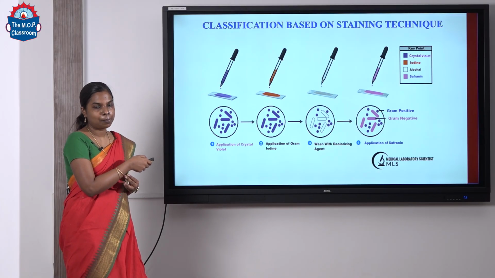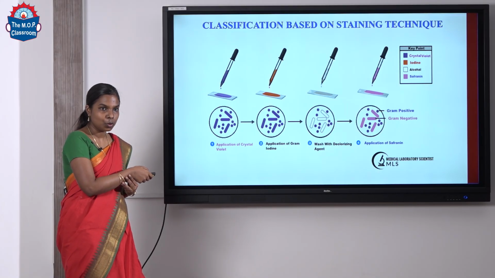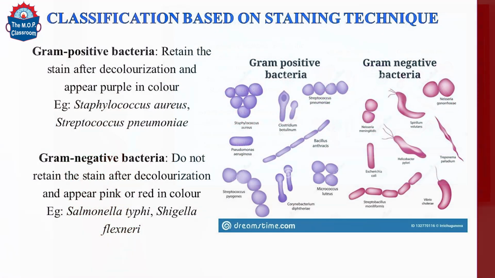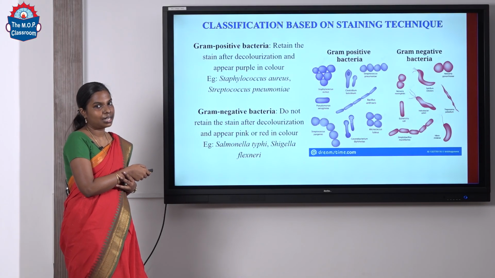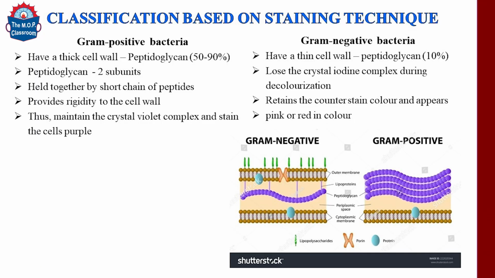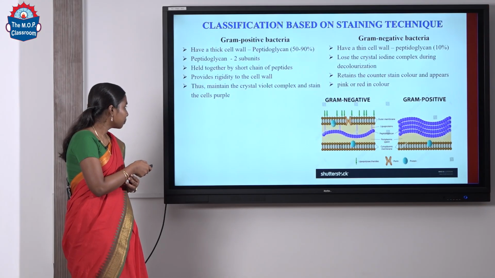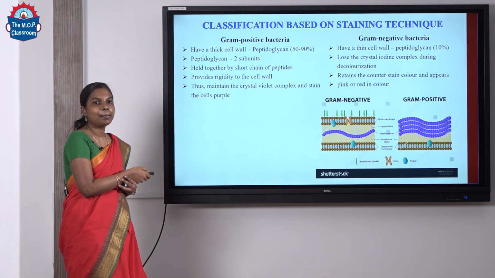Now, once this experiment is over and when it is viewed under the microscope, gram positive bacteria appear purple in color, and in case of gram negative bacteria, they appear pink or red in color. Now, let us examine the reason why gram positive bacteria appear purple in color, whereas gram negative bacteria appear pink or red in color.